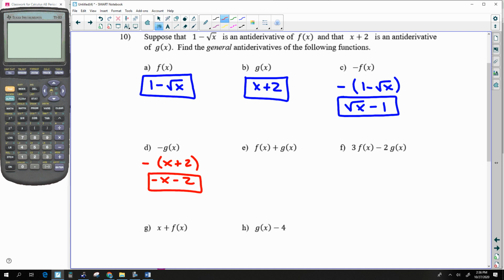And so you can add these things together. What we're going to learn is that the integral of f plus g is the same thing as the integral of f plus the integral of g. This is what it's trying to teach you. So f is 1 minus square root x. g is x plus 2. So I can put the 1 and the 2 together. So this is going to be x minus square root x plus 3.